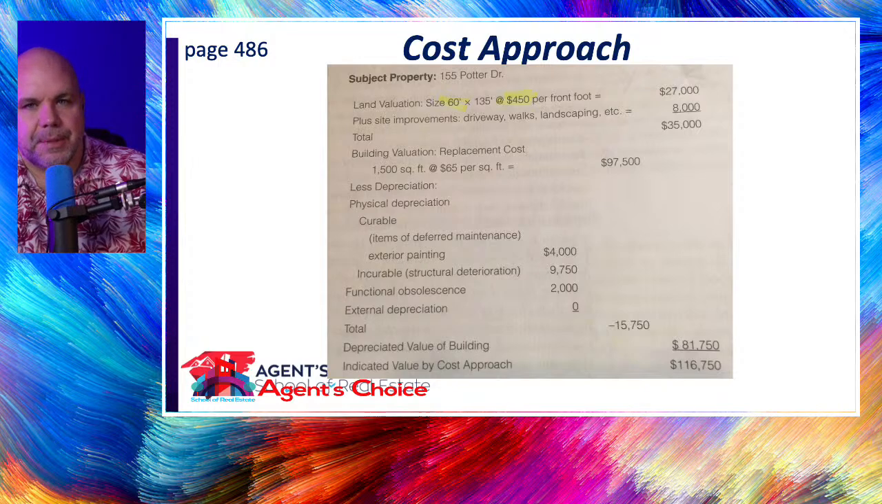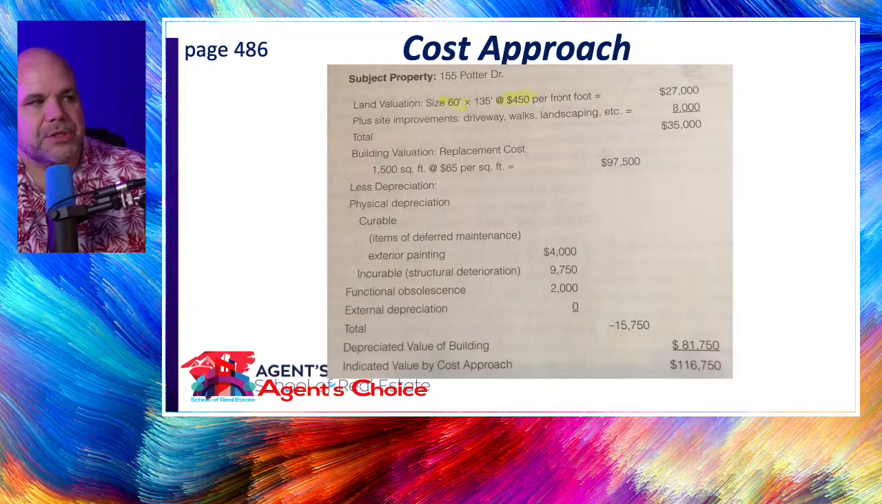Now let's look at the building. How much would it cost to build this new? Well, it's a 1,500 foot building. At a $65 per square foot construction cost, it would cost $97,500 to build this building new. Now we need to take out for depreciation because it is not new. This is an old 30-year-old government building, old post office maybe.